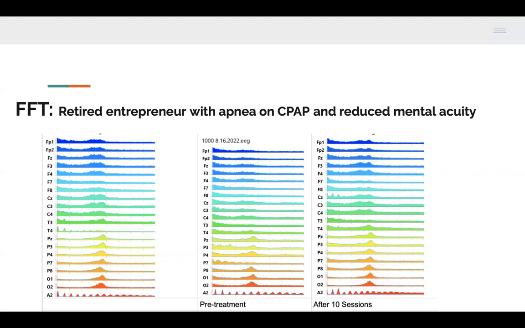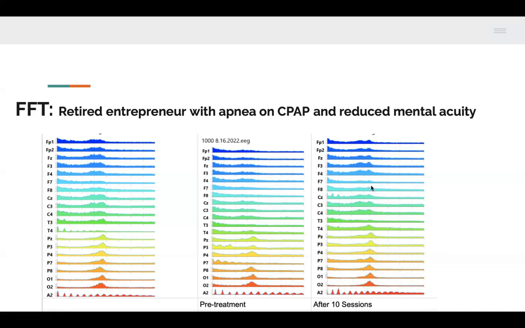And as you can see, it didn't change much. It didn't do much at all, actually. And he felt a little better on CPAP, but not substantially better. And his brain map didn't change that much. So he decided to go ahead and try the TMS. And then we stimulated him. And you can see that we're creating this alpha band just after 10 sessions.